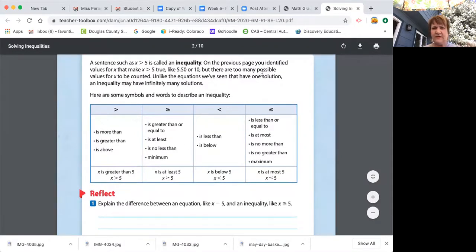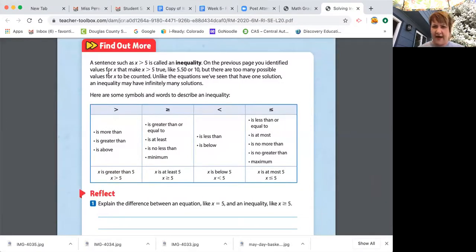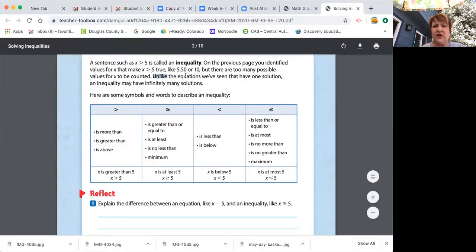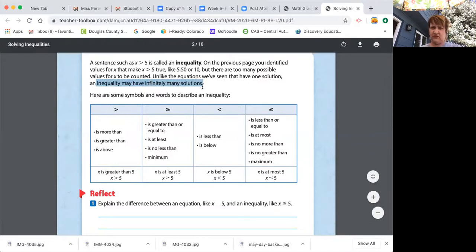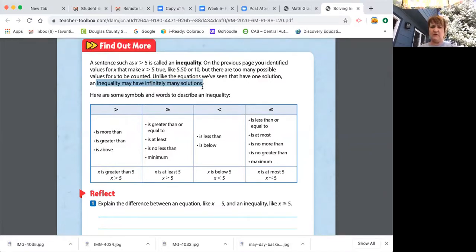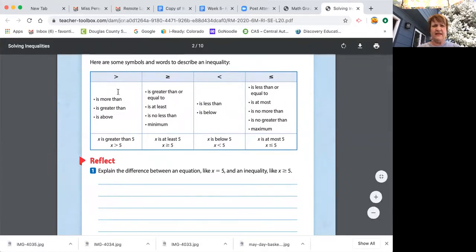On the previous page, you identified values for X that make X greater than 5 true, like 5.5 or 10, but there are too many possibilities for X to be counted. It says right here, unlike equations, where you only have one solution, in an inequality you can have an infinite amount of solutions. I think that's really important to remember. And these are the key terms here.